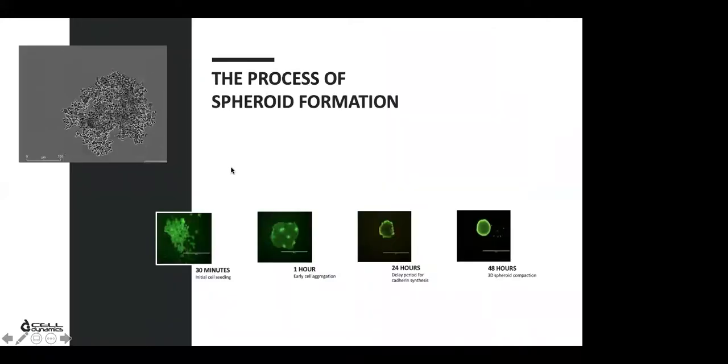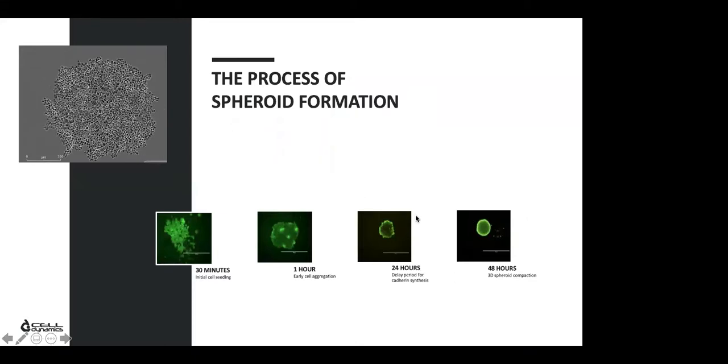And in addition, the spheroid formation is a multi-step process. It means that after the initial cell seeding, cells begin to aggregate with each other, and after a delay period for the synthesis of the proteins involved in the cell-cell junction, they form a compact 3D spheroid with tighter connections. So I know that most of the audience is really familiar with this kind of mechanism, but I'd like to put the focus on how these objects are evolving over time, also from the physical point of view.